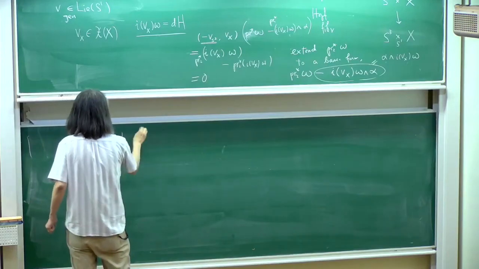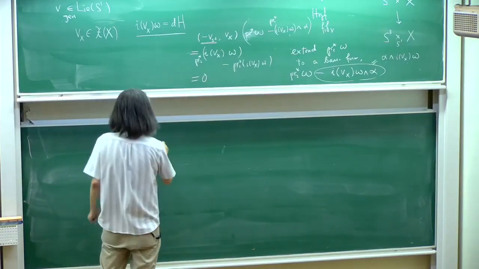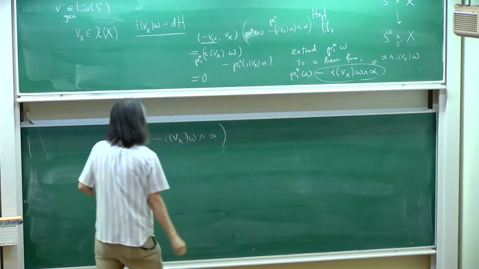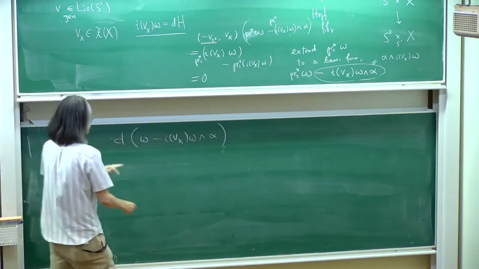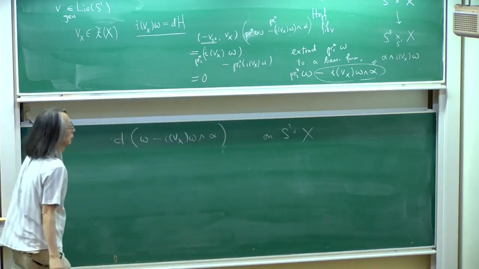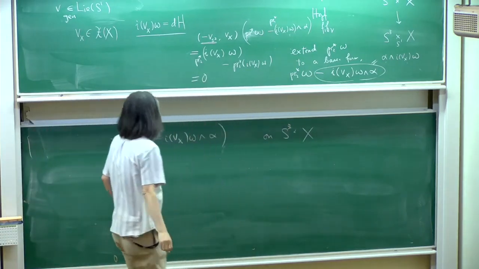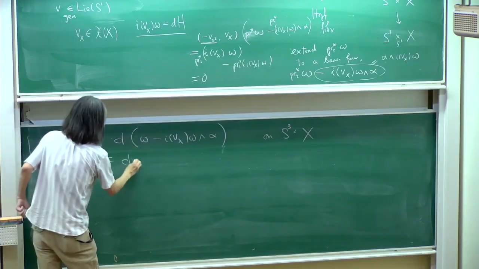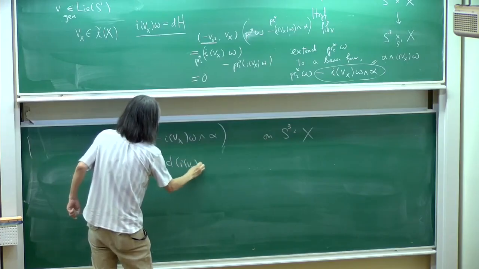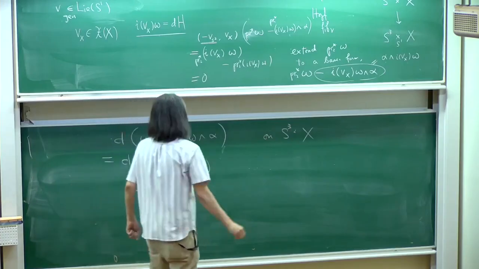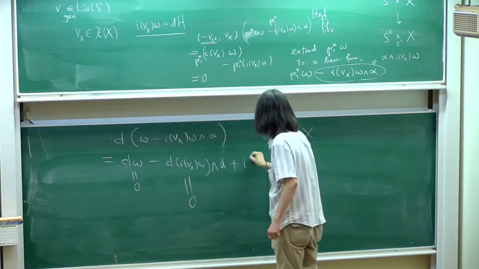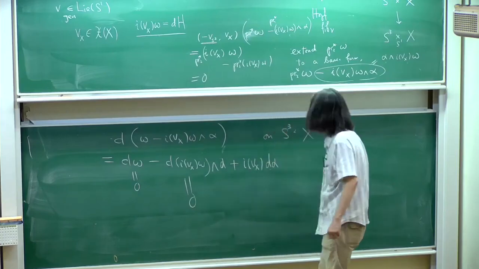So what is this? I just write omega. Okay, this is on this product manifold. And then certainly d omega is 0. And then d of I of Vx of omega, this is certainly 0. And then I dump on this. So therefore, I have I of Vx of d alpha.